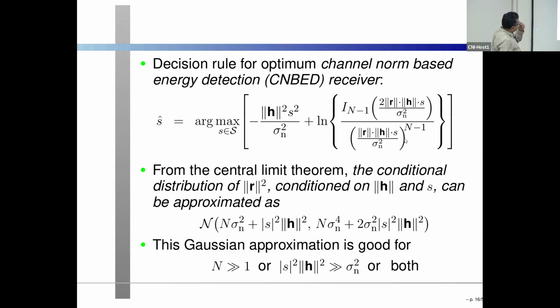Now next we go to the channel norm based receivers. So this is the optimum channel norm based energy detection receiver. Now here what happens is norm of R is known and norm of H is known, right? And so this is how it looks. This is the modified Bessel function of the first kind of order n minus 1. So if n is 1, obviously it is order 0, and this is how it looks. Again, nonlinearity problem, so implementation is not easy.